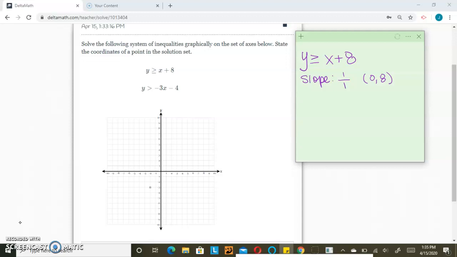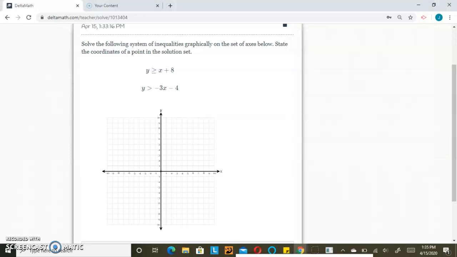So I'm going to go to my coordinate plane. I'm going to go to 0, 8 because that is my y-intercept, and I'm going to put a dot. Then if I go up one, right one for my slope, up one, right one, and put another dot, it's going to create my increasing line.